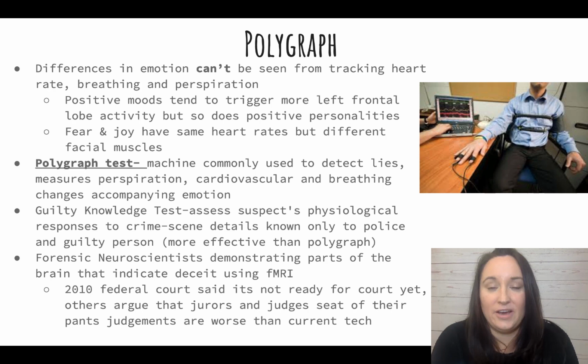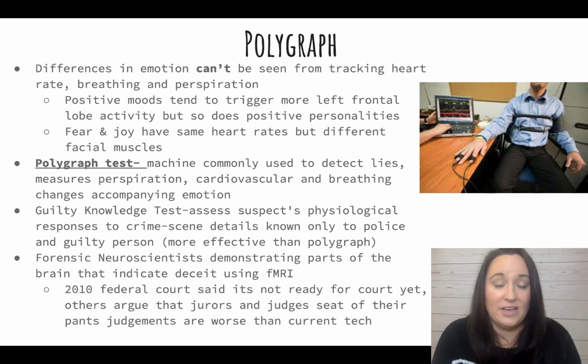So on the topic of emotions, let's talk about being able to use the autonomic system to detect lies. Differences in emotion cannot actually be seen from tracking heart rate and breathing. And the reason why is that, as we've just discussed in some of our previous studies, the physiological arousal that the sympathetic nervous system puts off is very similar if you're super excited about something, if you're nervous, if you're afraid. The same kind of things are going to be going off in your body. So it's not really that accurate.